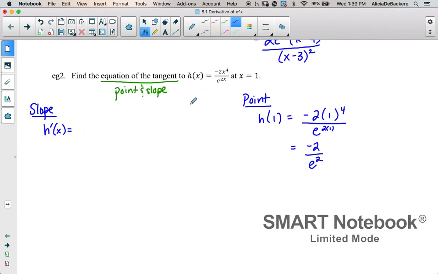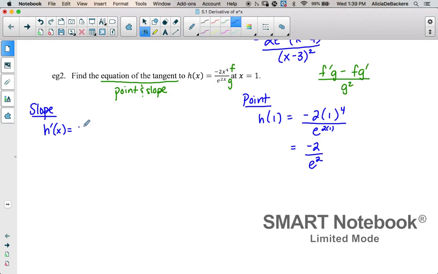Now I've got a quotient rule here, so I'm going to take the derivative of the numerator. I'm thinking about my quotient rule is if I have f over g, then I do f prime g minus fg prime all over g squared. So I'm going to work my way through this.